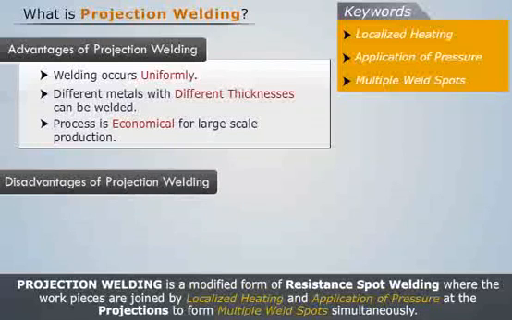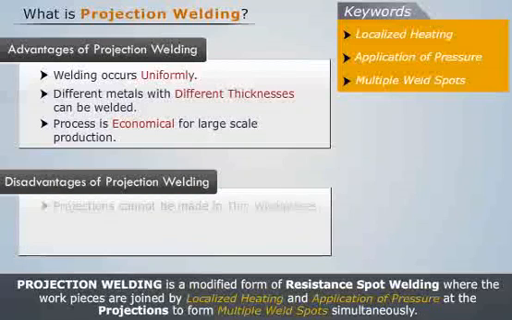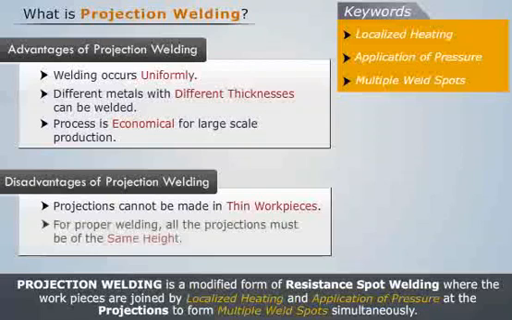Some of the main disadvantages of projection welding are as follows. Projections cannot be made in thin workpieces. For proper welding, all the projections must be of the same height.